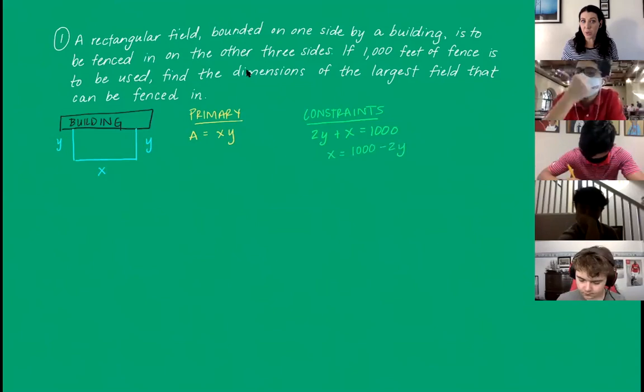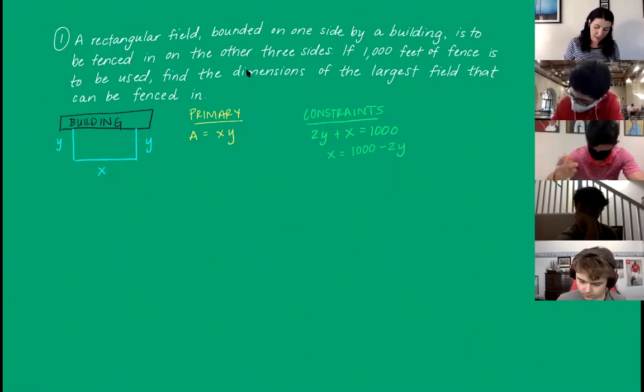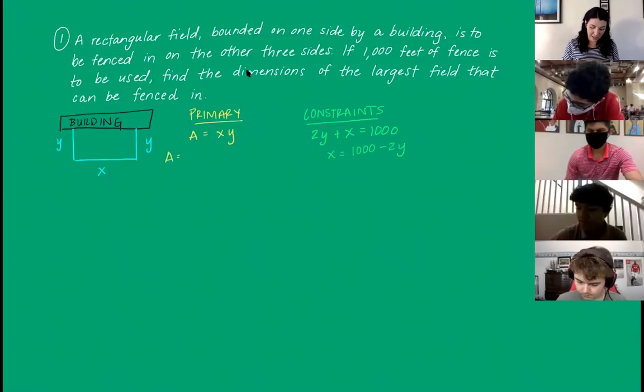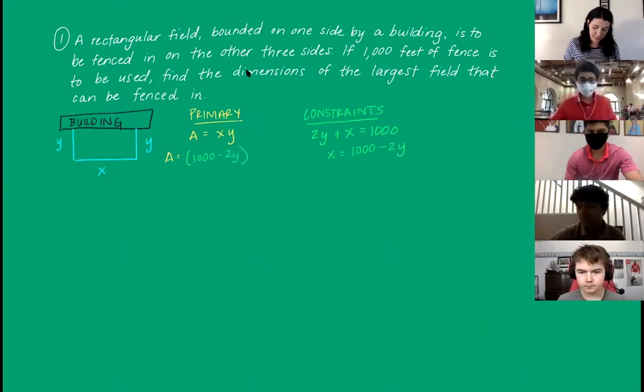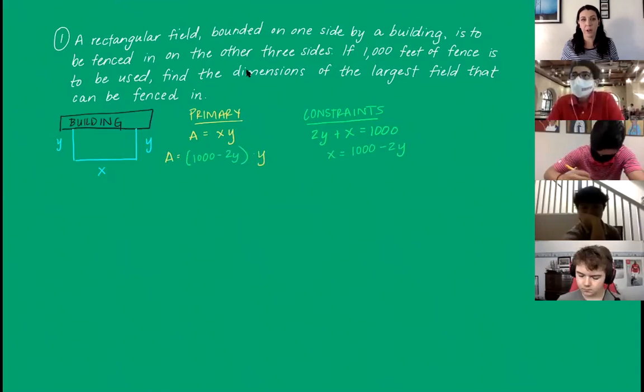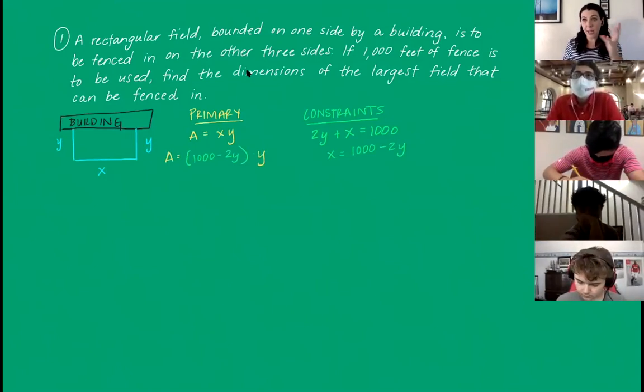Okay, now what I'm going to do is take that constraint and plug it into my primary equation. So that's going to give me area is equal, my x is now technically equal to 1,000 minus 2y, and then I'm still multiplying that by y from my primary equation. Identified my primary, identified my constraint, plugged my constraint into my primary.